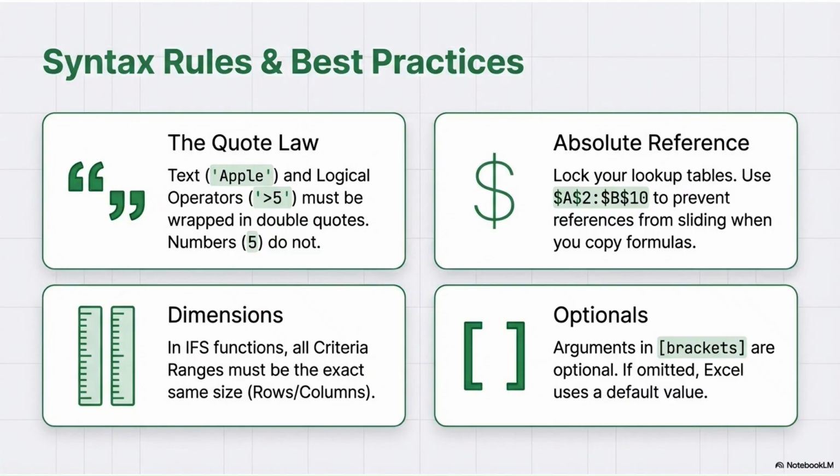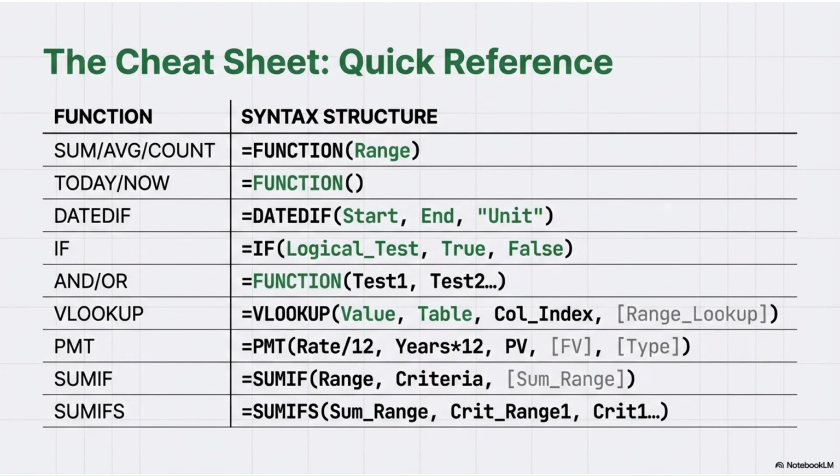Dimensions. In IFS functions, all criteria ranges must be the exact same size in terms of rows and columns. Optionals. Arguments in brackets are optional. If you leave them out, Excel will use a preset default value.